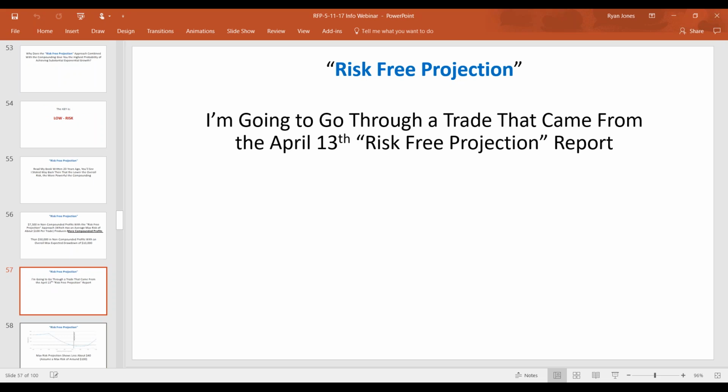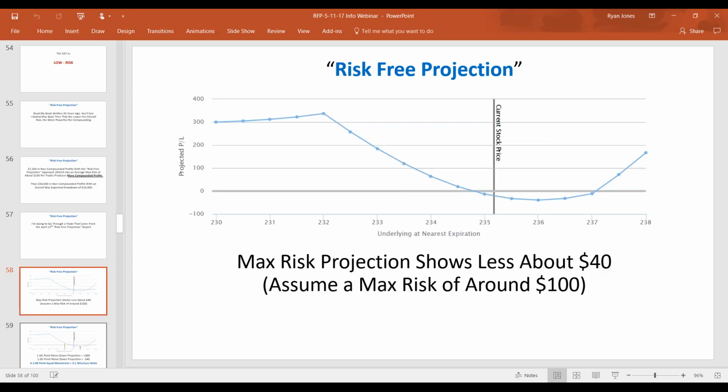All right, so what I'm going to do to show you how low the risks are and why they exist, and not only that, but the probability of realizing those risks. So I'm going to go through a trade that came from the April 13th risk-free projection report. So after this webinar, when you sign up, you can go in and you can start looking at the past reports, and you can see exactly the trade that I'm talking about right now.